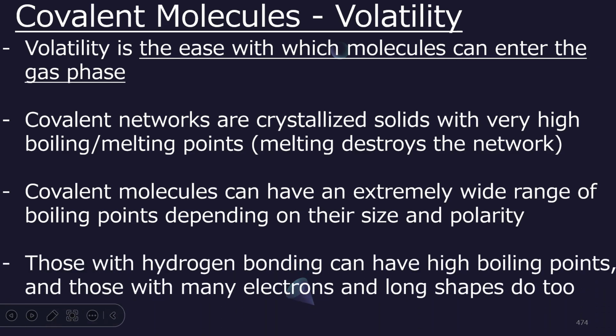Those with hydrogen bonding can have high boiling points, higher than you would expect, and those with many electrons, or just large size, many electrons and high molecular weight, and also long stackable shapes, flat shapes, can have high boiling points and melting points. So anything that has high boiling and melting points has low volatility. They're sort of inversely related. Something with high volatility has low melting and boiling points, low intermolecular forces.